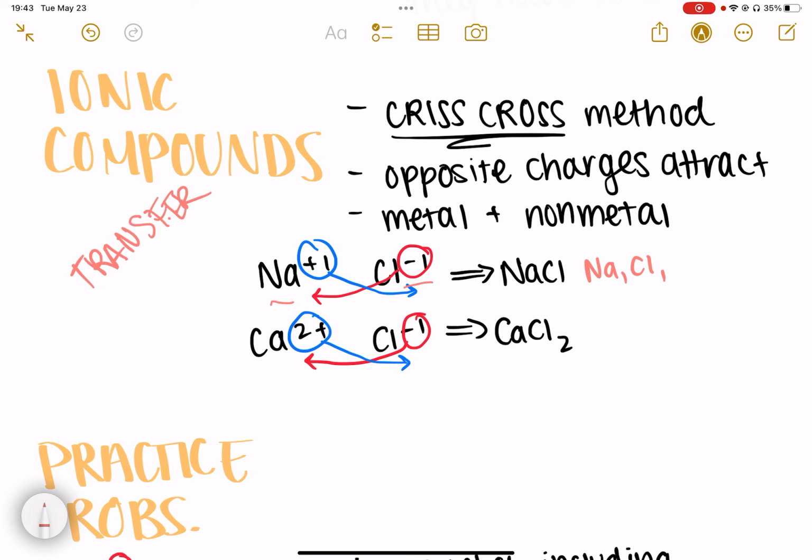Next, I have one that's a little bit more complicated, but not too bad. I have Ca2+ and Cl1-. For every 1 Ca, I need 2 Cls. So I'm going to have a 1-to-2 ratio. Over here, I have CaCl2. This is really Ca1Cl2.